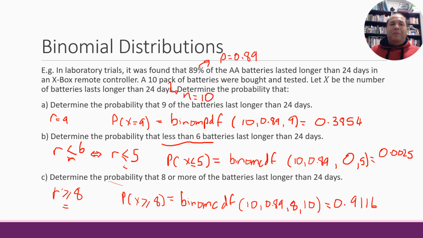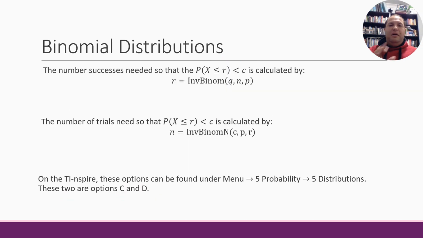All right, so that's some of our binomial functions on our calculator. We've got a couple more, this time going in reverse. So this first one helps us work out R, the number of successes. So if we need to work out the number of successes, you'll use binom or inverse binomial.